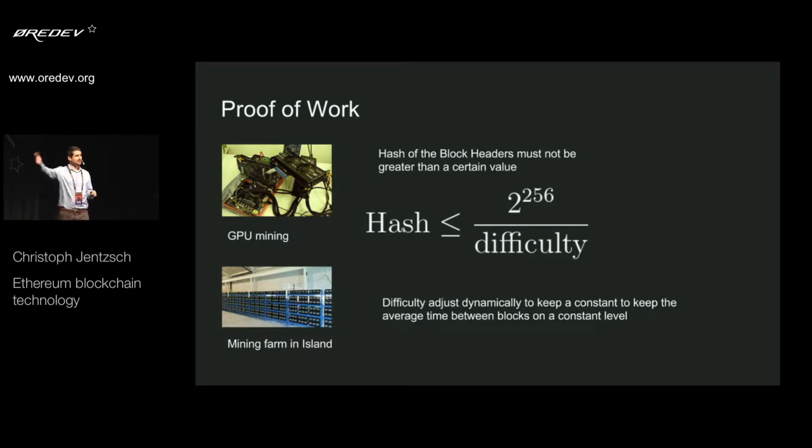If he finds a block after 14 seconds, then the difficulty slightly decreases, so it becomes easier to create a new block. And with this, on average, you always have this 14 seconds in Ethereum. In Bitcoin, you have 10 minutes. So on average, every 10 minutes, you get a new block. Sometimes it's 1 hour, sometimes 1 minute, but on average, 10 minutes for Bitcoin. So this is a simple rule.